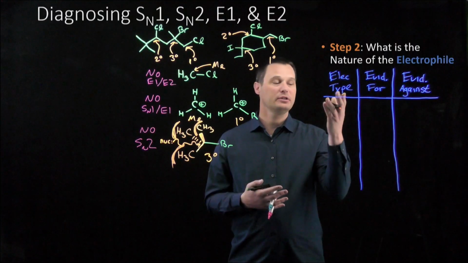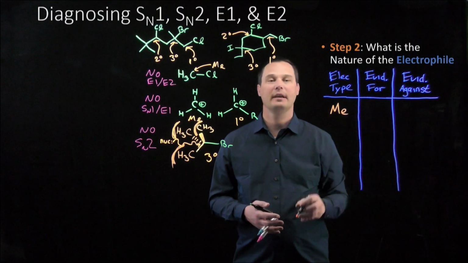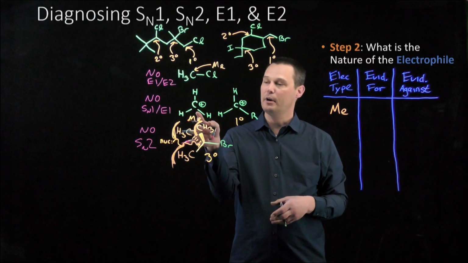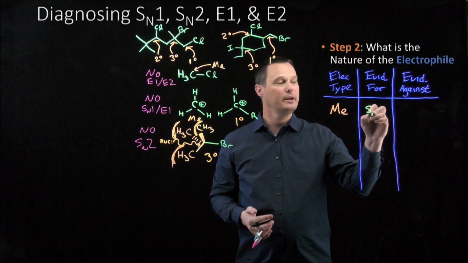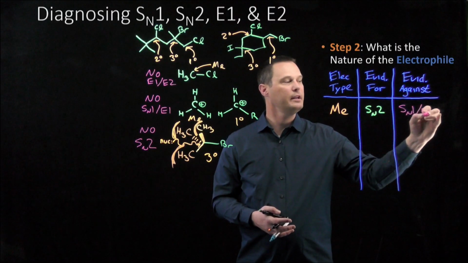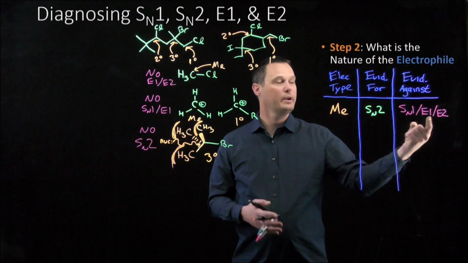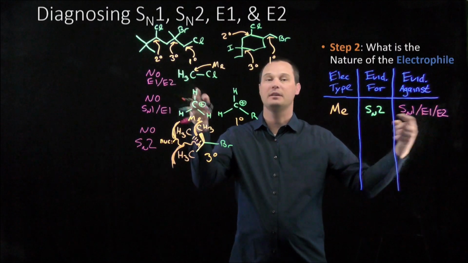With these limitations in mind, we're ready to diagnose the electrophile. The electrophile could be a methyl electrophile. A methyl electrophile can't form a carbocation, and it doesn't have a beta carbon. So it can really only do an SN2 reaction. It's evidence against an SN1, an E1, and an E2. It's evidence against the 1 reactions because we can't form the carbocation, and it's evidence against the E reactions because it doesn't have a beta carbon.